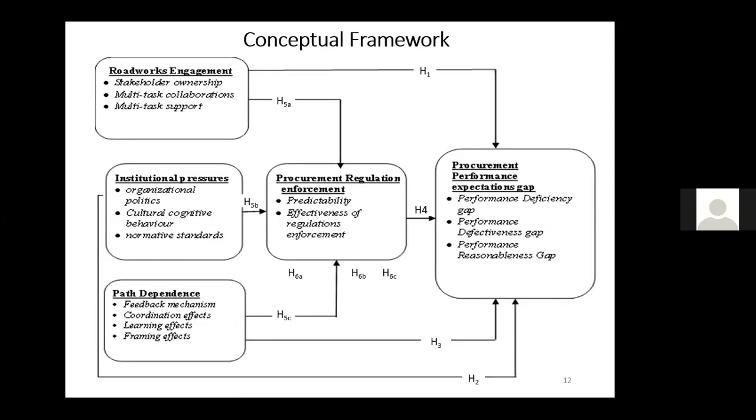Through this, Chair, we came up with a conceptual framework after a review of literature, where procurement performance expectation gap is a function of performance deficient gap, performance defectiveness gap, and performance reasonableness gap. And we are trying to look at the relationship between roadworks engagement, institutional pressures, path dependence, and procurement rules enforcement towards the performance expectation gap.